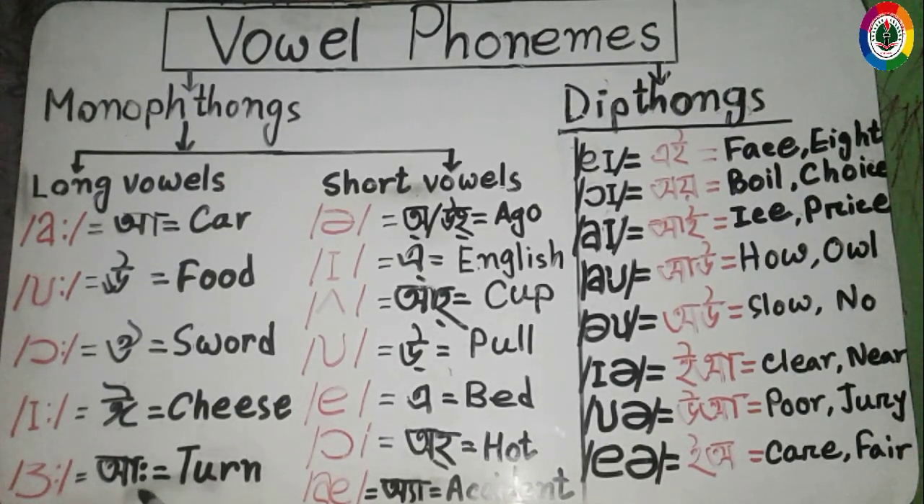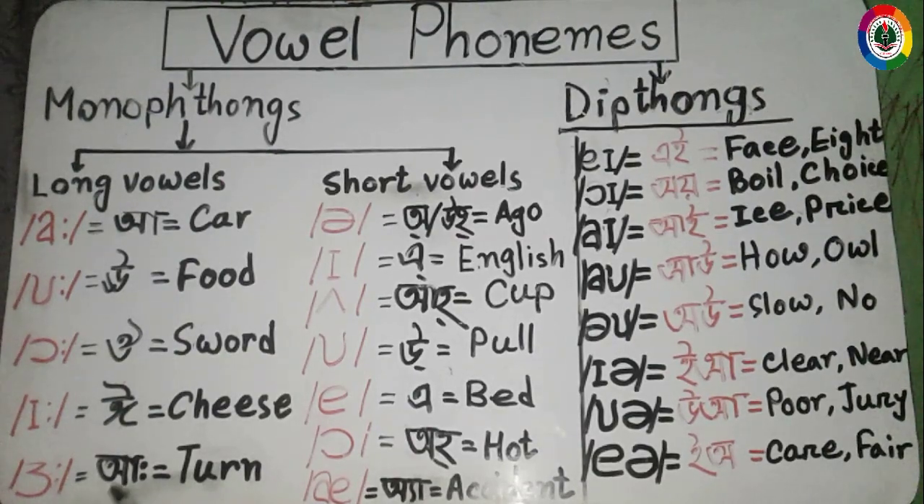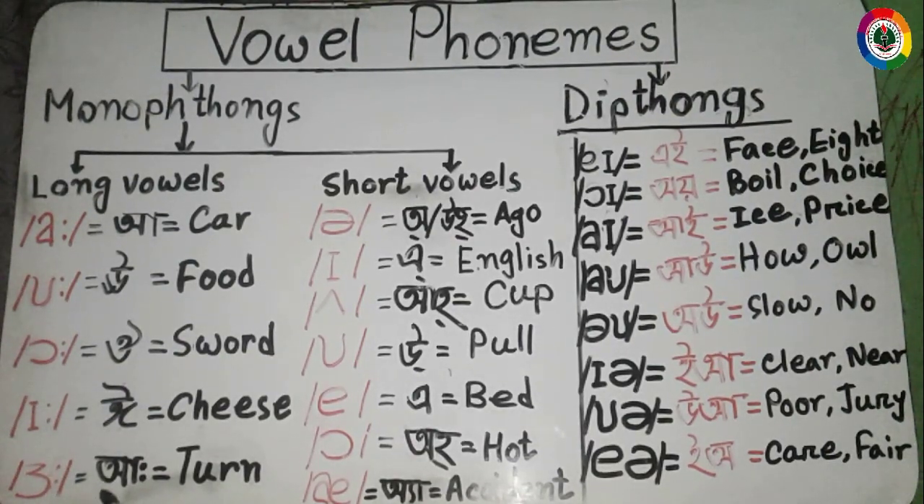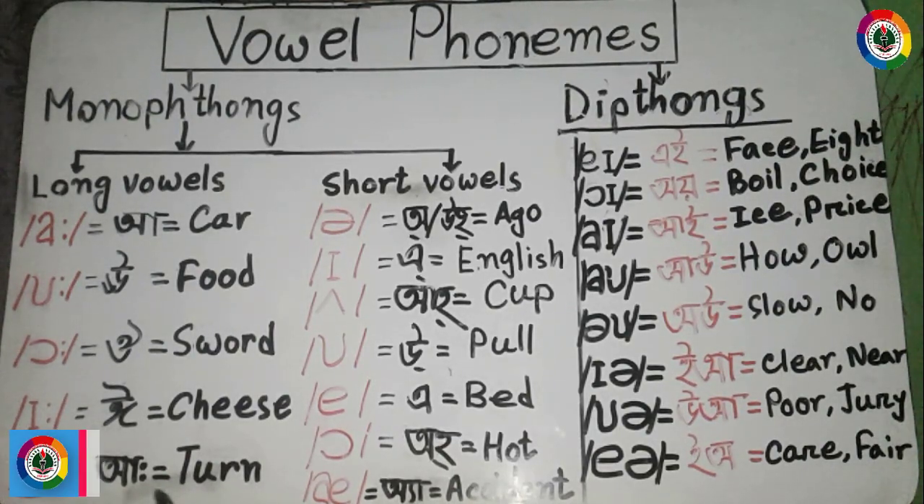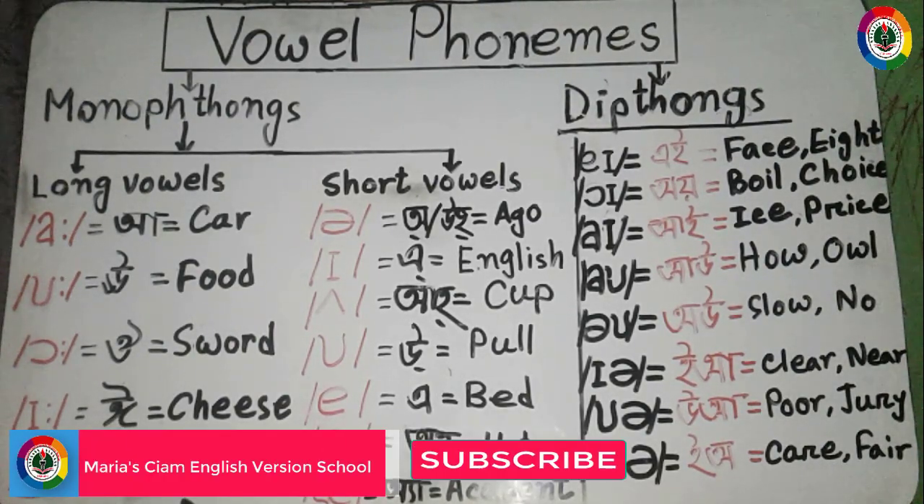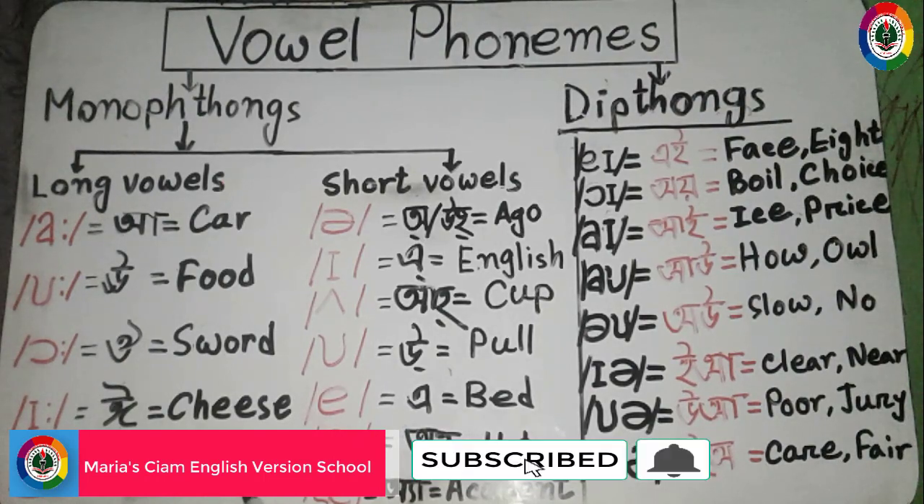এই সাইনের উচ্চারণে একটা R factor থাকবে। এই ফোনিমটা একটা R factor নিয়ে উচ্চারিত হবে, that is R, R, like turn. The example of this sign would be turn, turn.